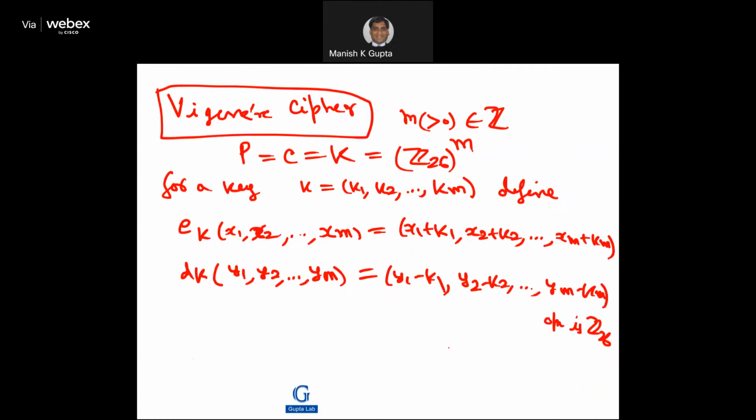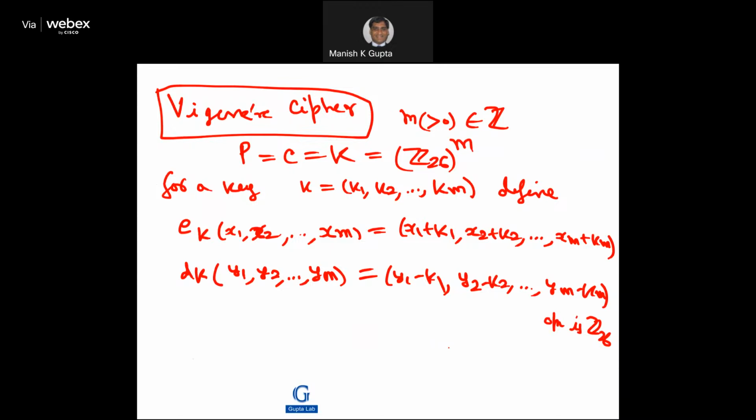Okay, this is another beautiful cipher, known as the Vigenere cipher. It's a kind of generalization, you see. M is a positive integer. Plain text, cipher text, and key space are all in Z26 raised to the power M. Now you are looking at them as vectors of length M. So the key is K1, K2, up to Km.